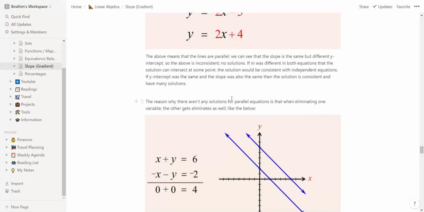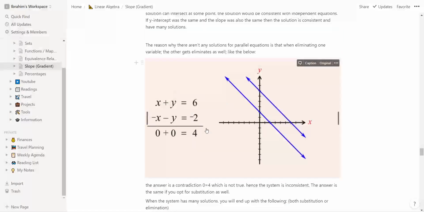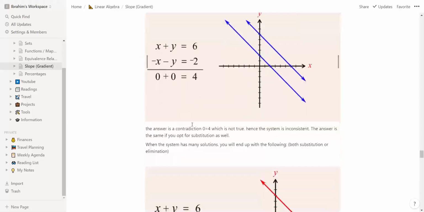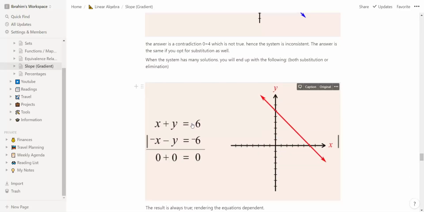The reason why there aren't any solutions for parallel equations is that when eliminating one variable, the other gets eliminated as well, and hence the result doesn't really make any sense. You can see here the answer is a contradiction. 0 doesn't really equal 4. It's inconsistent. The answer is the same if you opt for substitution as well. When the system has many solutions, you will end up with the following.